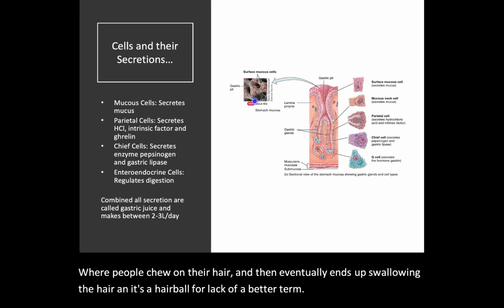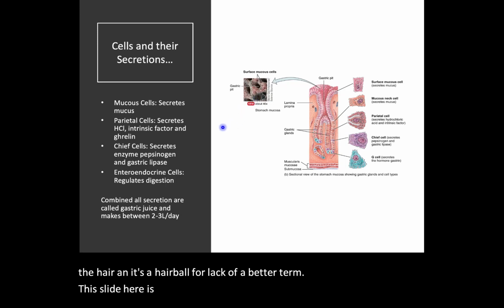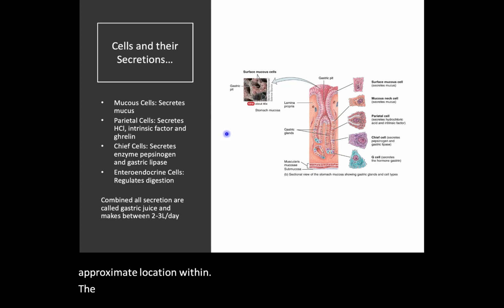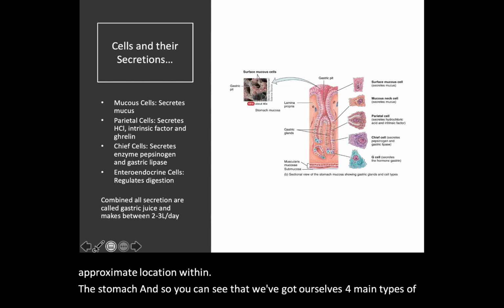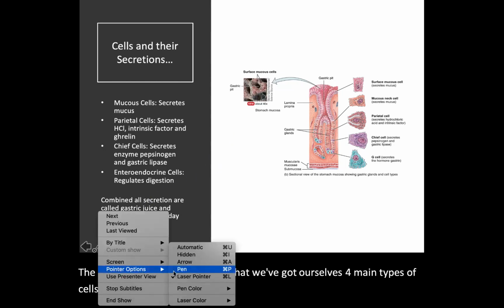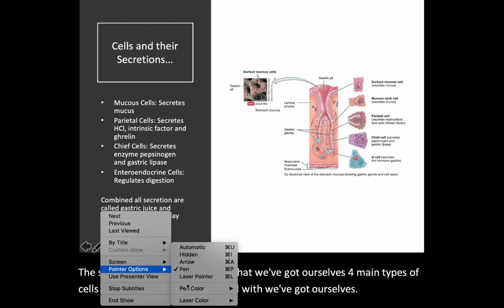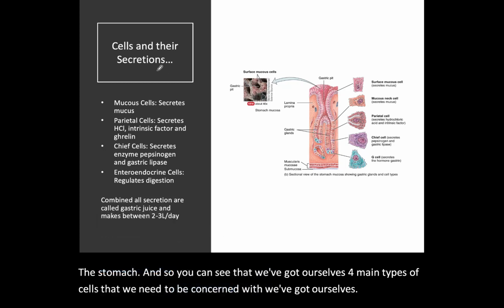This slide here is highlighting for us the various types of cells and their proximal location within the stomach. And so you can see that we've got ourselves 4 main types of cells that we need to be concerned with. We've got ourselves mucus cells.